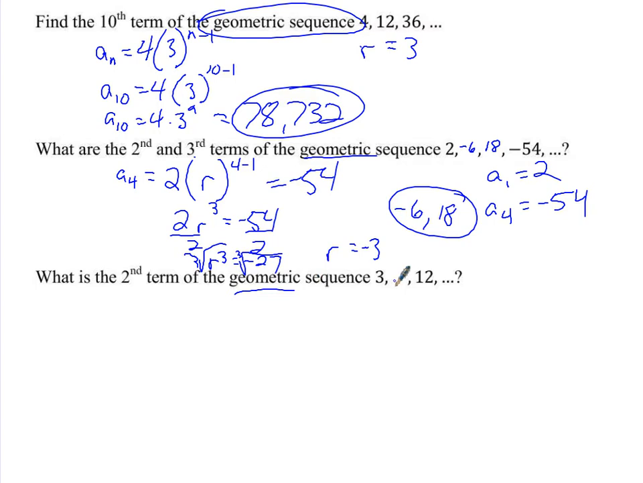It only works if there's only one number there. And it only works if it's a geometric sequence. But the geometric mean is the square root of these two numbers right here being multiplied together. 3 times 12 is 36, the square root of which is 6.